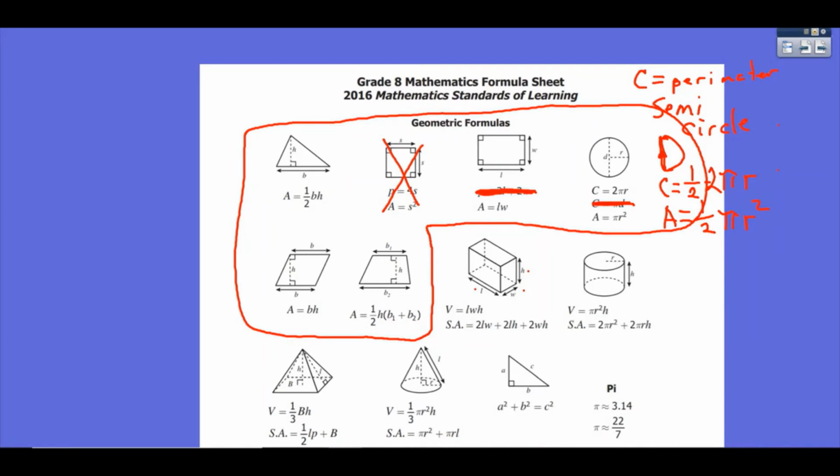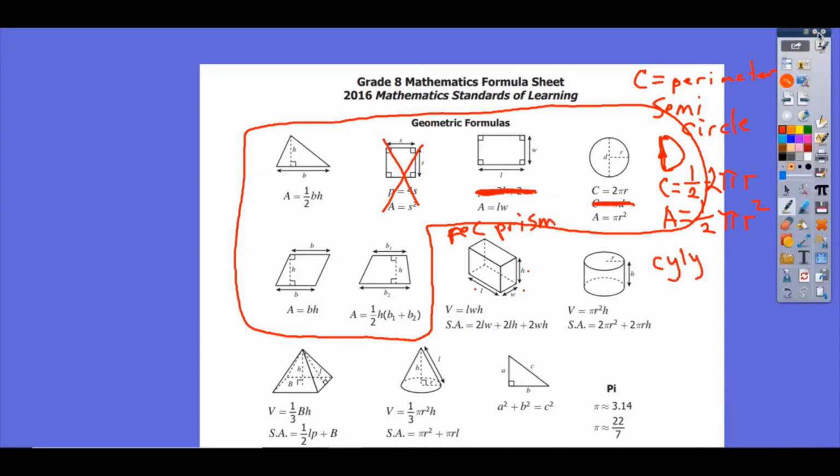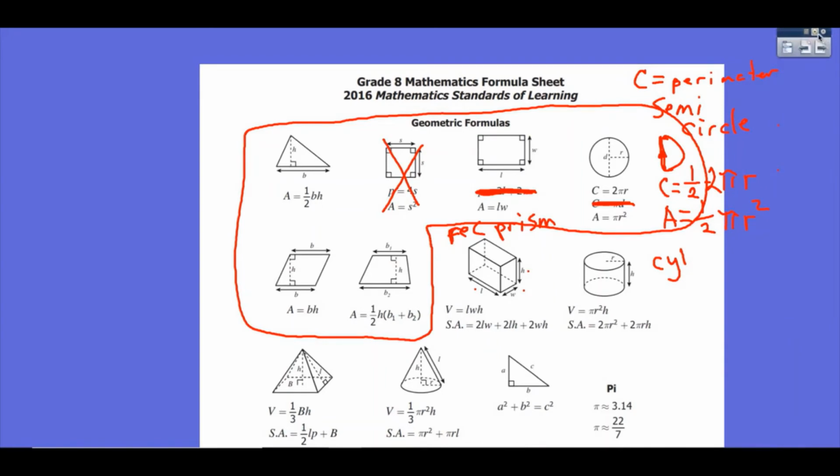Okay, so I'm actually going to write rectangular prism there. Then this is a cylinder. Whoops, I did not spell that correctly, so I'm going to back up a little bit and just leave it as cylinder. If you look at it, it shows you clearly what the height is.